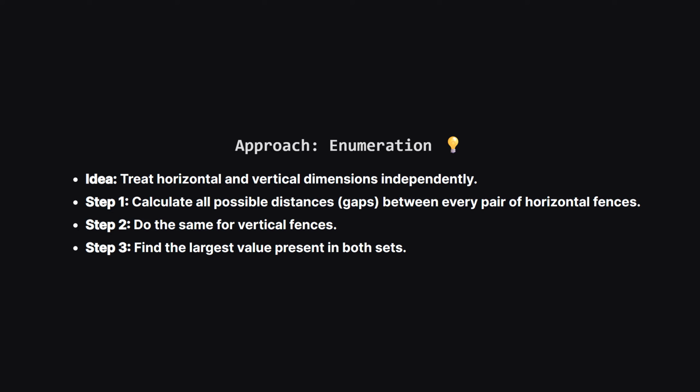The strategy here is what we call enumeration. Instead of trying to visualize 2D squares immediately, we simplify the problem. We treat the horizontal cuts and vertical cuts as 2 separate 1D problems. If we find every possible height we can create, and every possible width we can create, the problem just becomes finding the biggest number that exists in both lists. It's much simpler than trying to simulate the grid directly.